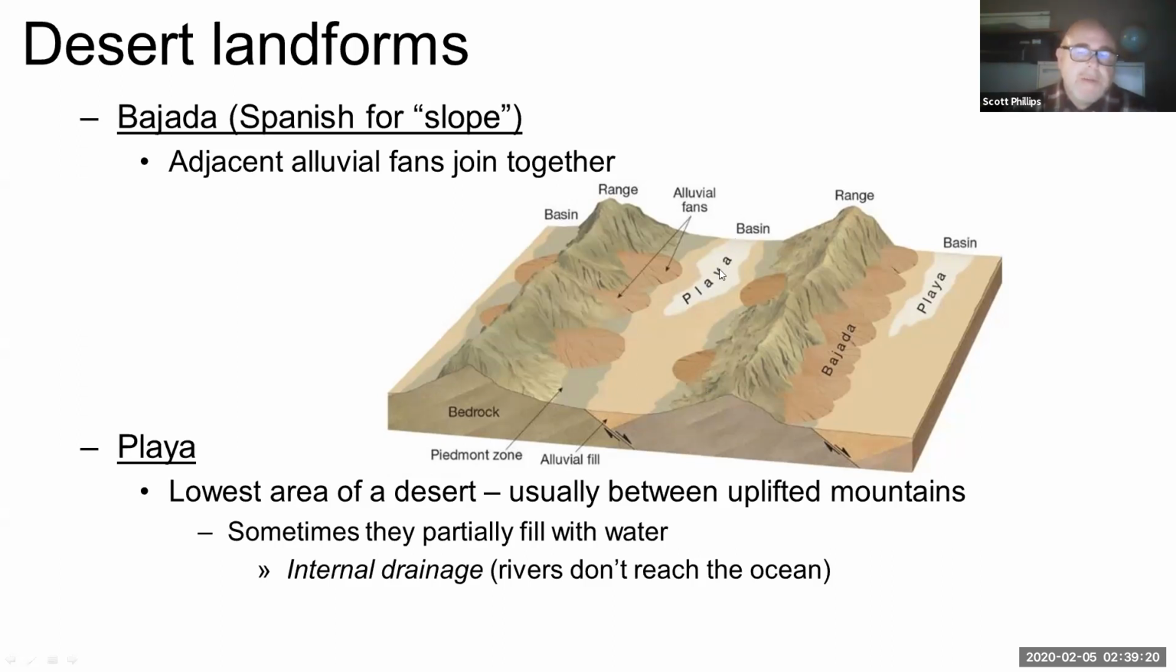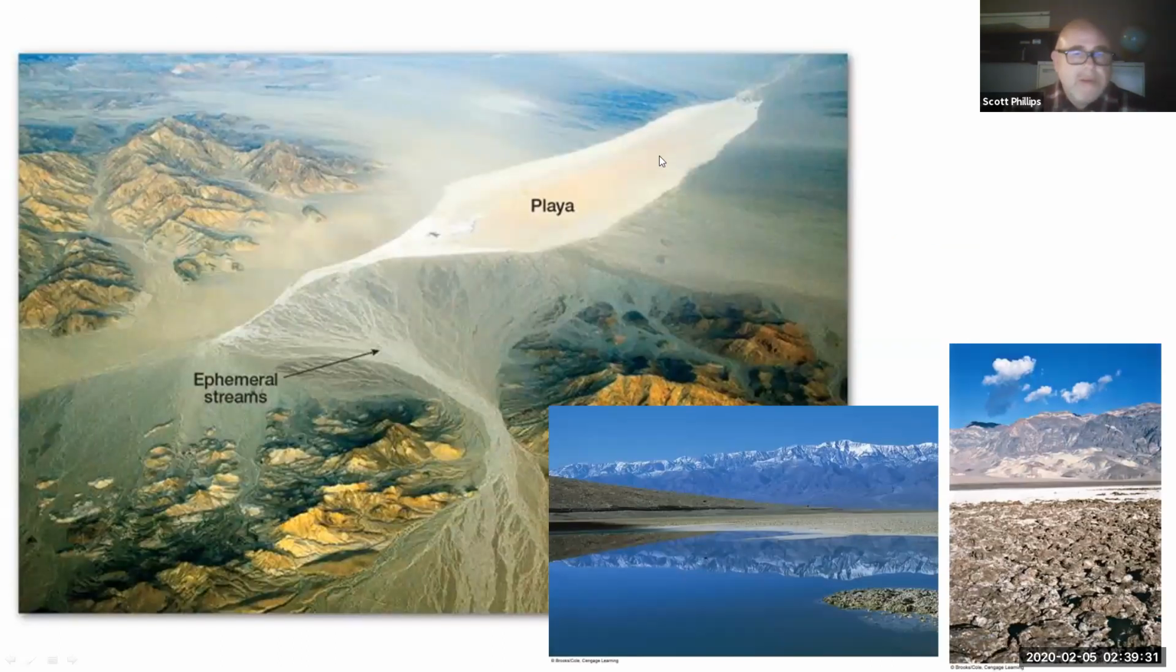So these are typical of areas that have what we call internal drainage, meaning that the water does not go all the way to the ocean, it just pools up in the desert. So this is a playa on the desert floor. These are ephemeral streams that are connected to the playa. After a rain event, it'll have water, but that water will then evaporate, leaving behind usually a salty bottom area. That's why they're so bright, because of the salts that are left behind.